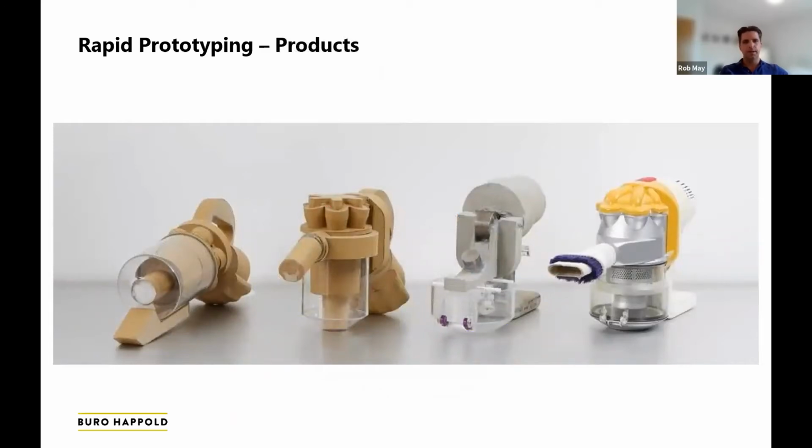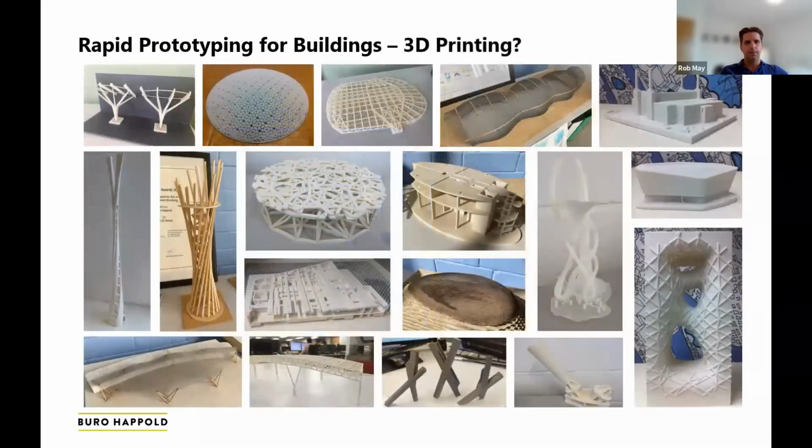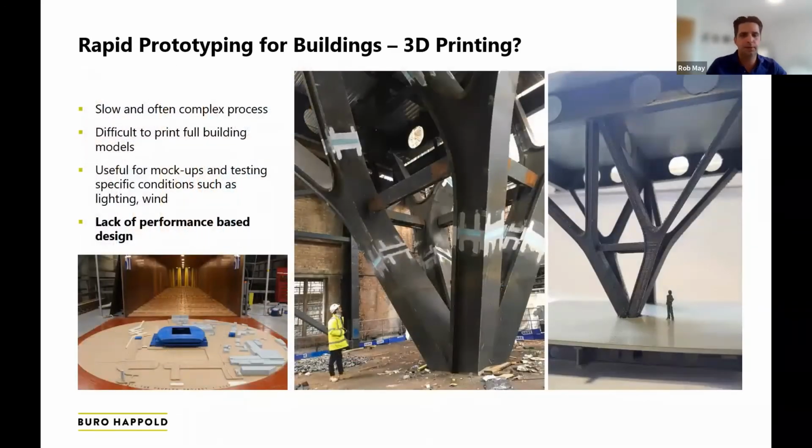This is a Dyson Hoover, and naturally you can 3D print or create wooden prototypes of products that are small enough to fit in your hands so that you can test how they feel, what the weight is. It starts to become quite difficult at the building scale, although we do create three-dimensional prints of parts of buildings, and these are just a selection of some of the bits and pieces that we've printed from different parts of buildings.